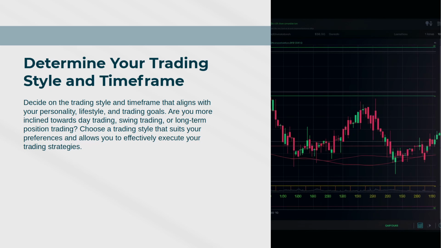Step 2. Determine your trading style and time frame. Decide on the trading style and time frame that aligns with your personality, lifestyle, and trading goals. Are you more inclined towards day trading, swing trading, or long-term position trading? Choose a trading style that suits your preferences and allows you to effectively execute your trading strategies.